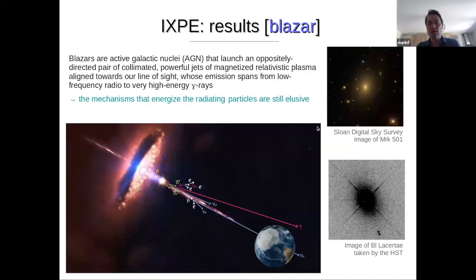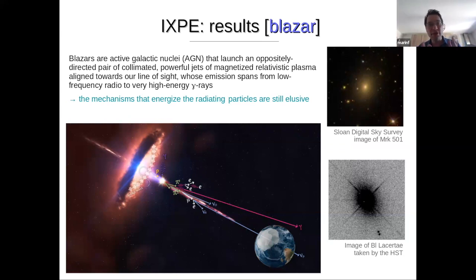So what have we learned from IXPE? First, let's look at blazars. It was one of the first objects we pointed the telescope towards, because blazars are extremely bright in X-rays, so a short amount of time is spent on a source. And blazars are AGNs which launch oppositely directed pairs of collimated powerful jets. As I said, those are radio loud AGNs.